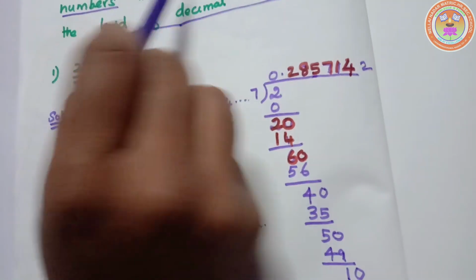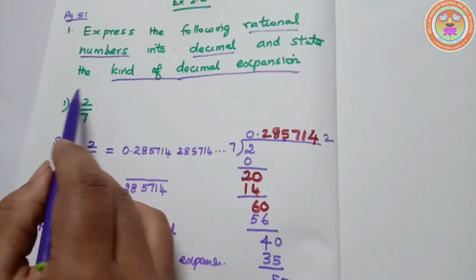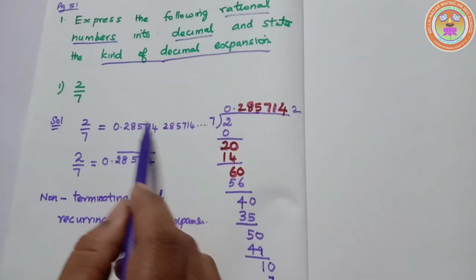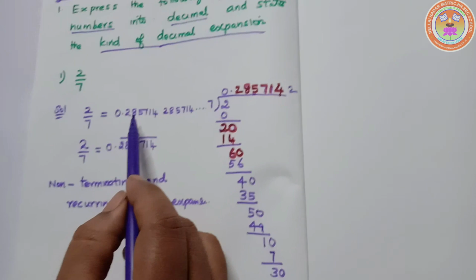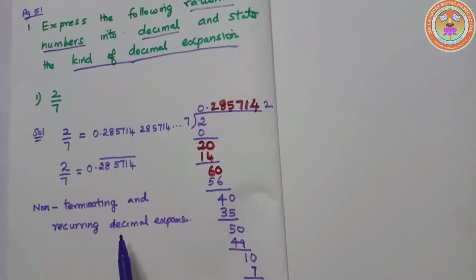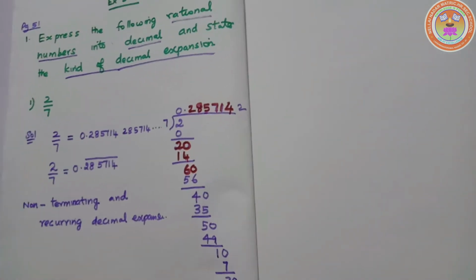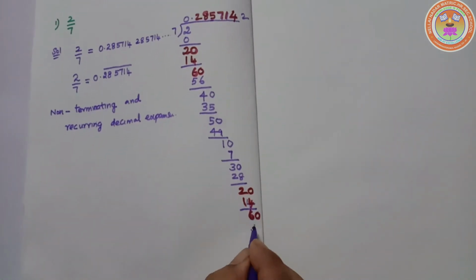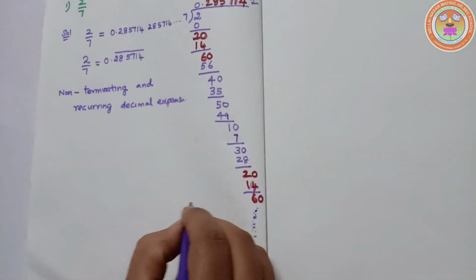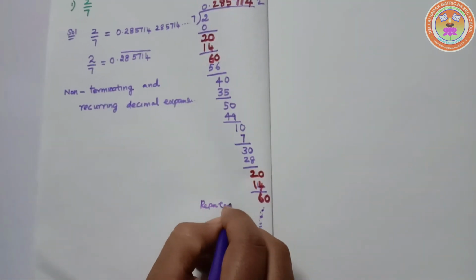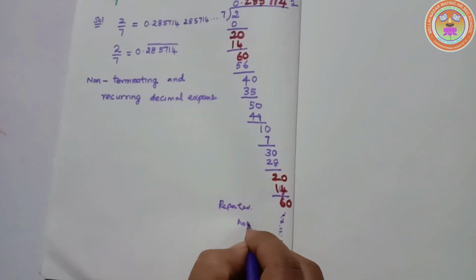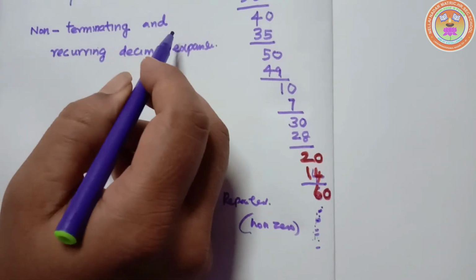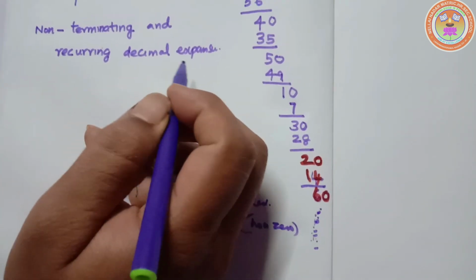Understood children? The question they are given a rational number, you have to make into decimal. After making a decimal you have to state what kind of decimal expansion. So by seeing that it is repeated, non-zero, so it is non-terminating and recurring decimal expansion.